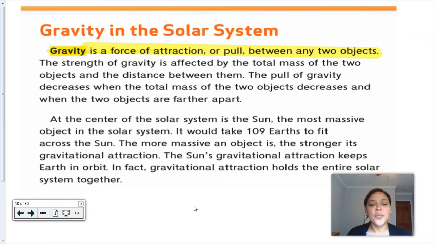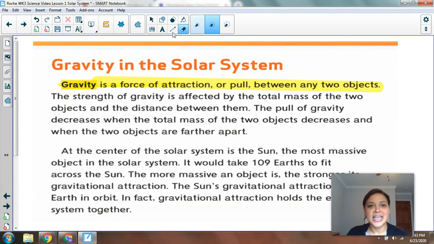Okay, I hope you were able to read about gravity on this slide. So boys and girls, what is the largest object in the solar system? If you can look back in the text. Very good. It is the sun. Our sun is the largest object in space, in the solar system.